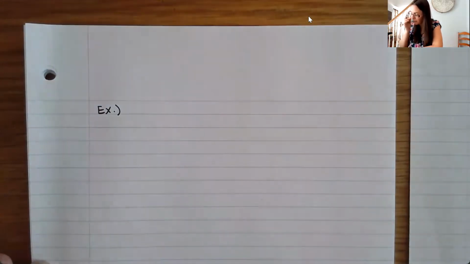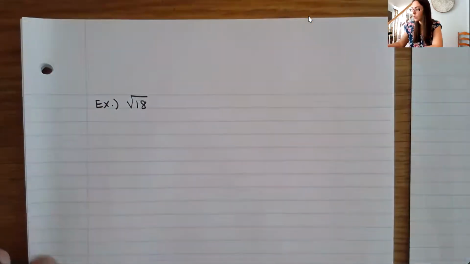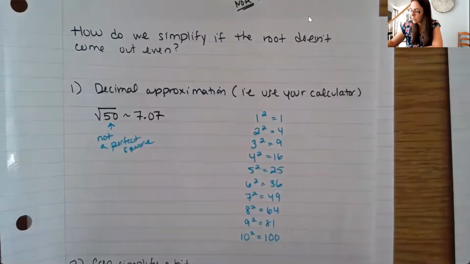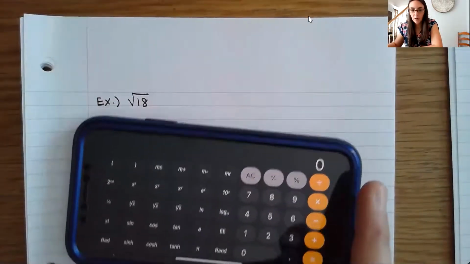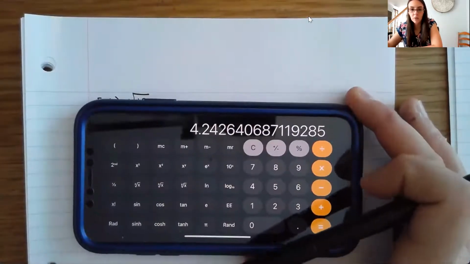So let's do one more example. Let's do the square root of 18. And again, if I go back to my squares list here, 18 is not on there, so it's not going to come out even. So I'm going to have to approximate it. Let's use our calculator first. Going back to that scientific calculator on my phone, I'm going to hit 18 and then the square root key, and I get about 4.24.